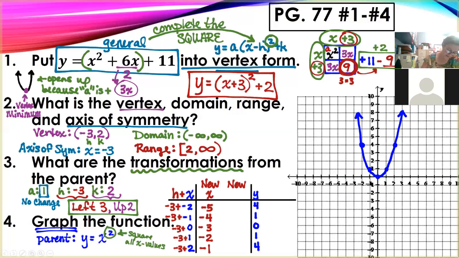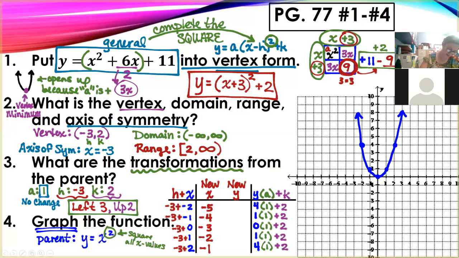Then we need to find our new y's, our new outputs. First thing we do is we multiply by our a value. Well, our a value is just 1. So it's not going to stretch it, it's not going to compress it, it's not going to reflect it. There will be no change to any of my y values because of multiplying. And then we will add or subtract whatever our k value is. And k happens to be a +2. So we're going to add 2 to each of these.